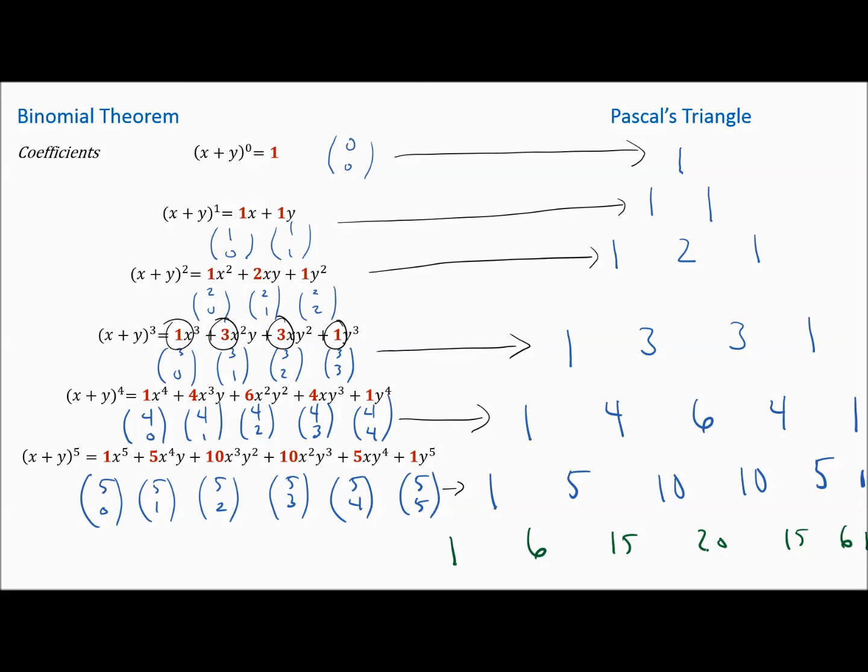Again, keep in mind, though, there are homework problems and test problems that make you know how to calculate these coefficients. So you still have to know how to calculate that.